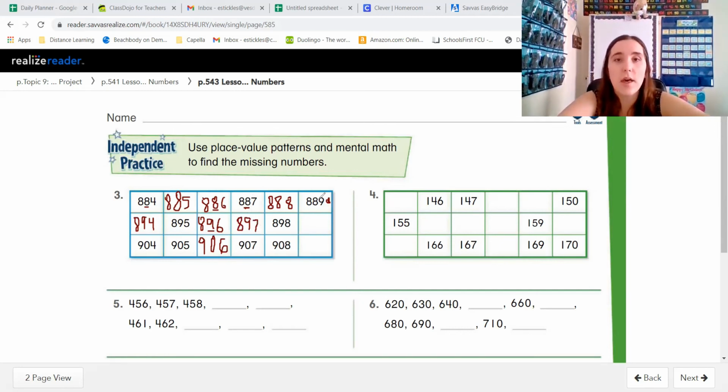Last one's over here. 889 becomes 899. And then I could add 10, or I could come down here and do 908 plus 1 is 909. So there's lots of different tricks, just be very careful. Go ahead and do number 4 all by yourself. Come back to me when you think you've got all of your numbers figured out and we'll double check.